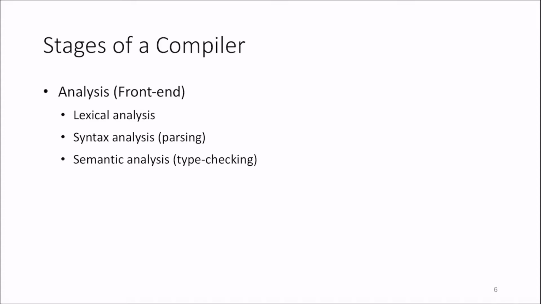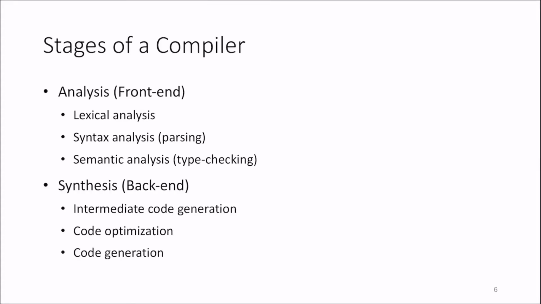The front end is split up into lexical analysis, syntax analysis or parsing, and semantic analysis or type checking. The back end is split up into intermediate code generation, which generates the IR or intermediate representation. And then you do code optimization, and then finally code generation. Code generation produces, for example, x86 assembly, which is then converted to machine code and run as a binary executable.